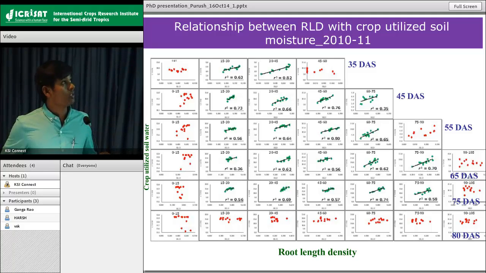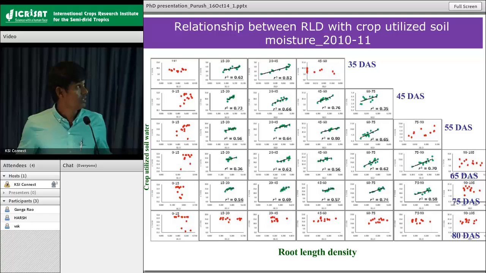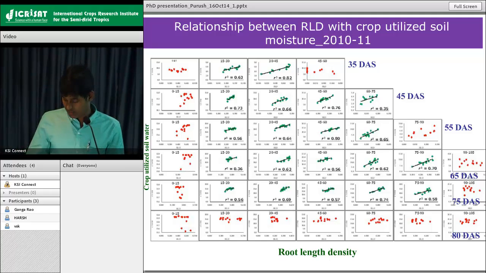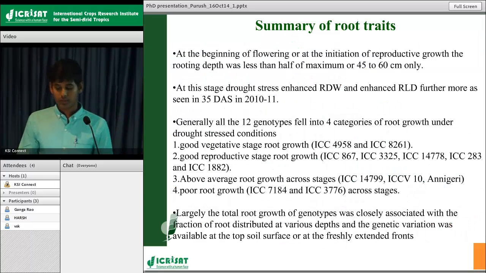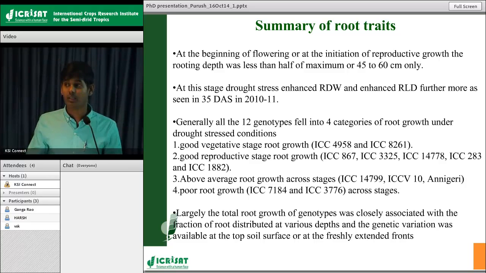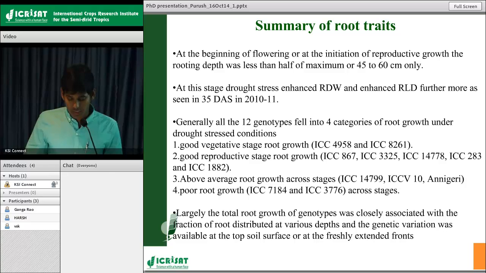freshly extended zone. These kinds of data are very rare in the literature, and this set of data is from both the years, showing the importance of soil water uptake by RLD. The summary of root traits mainly deals with the beginning of flowering as well as the initiation of the reproductive stage. The root depth was the maximum at 60 centimeter. At this stage, drought stress enhanced the root dry weight as well as root length density in 2010-11.